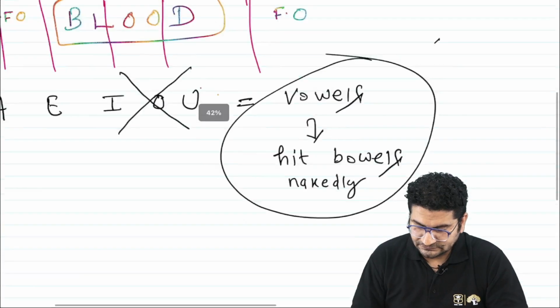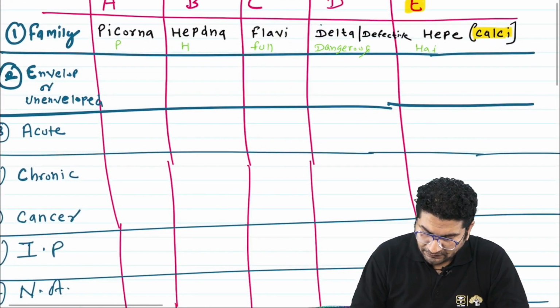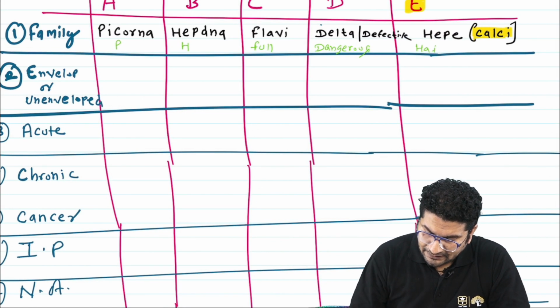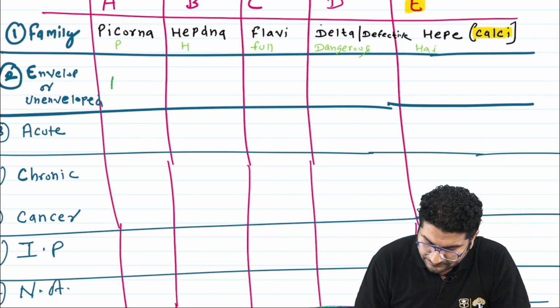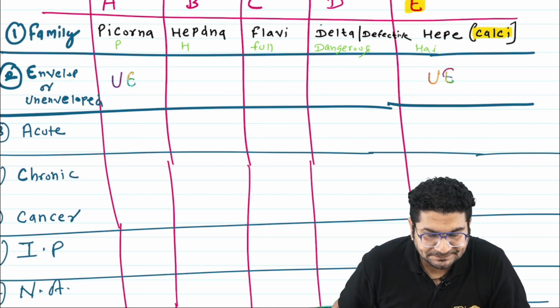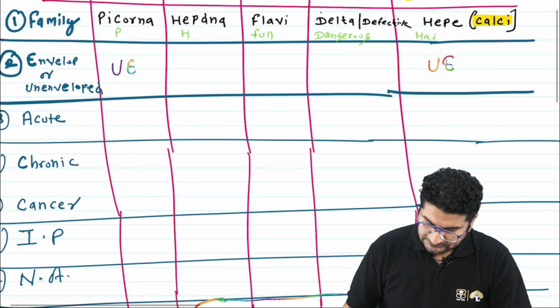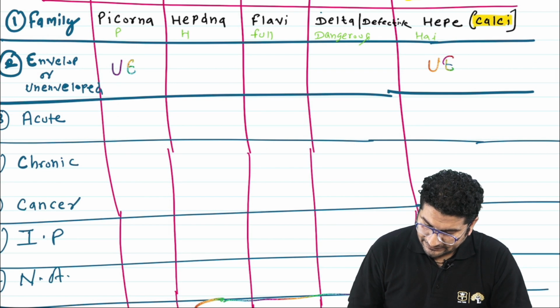Clear? So simple. Now come to enveloped or non-enveloped. Where will I write non-enveloped, or unenveloped? Let me write unenveloped, UE. I will write it in hepatitis A and E. Clear? And in these other three, where will I write enveloped?